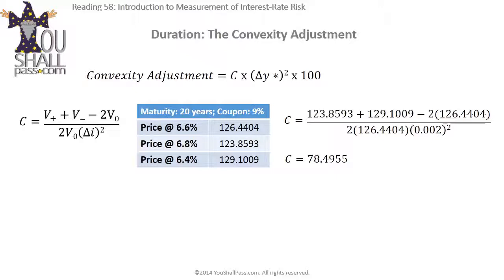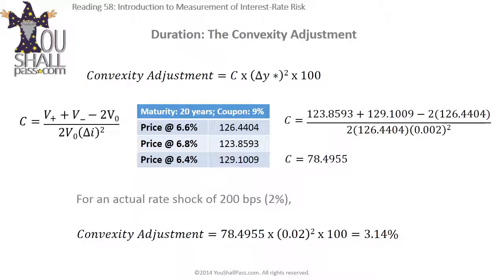Now we go about calculating the convexity adjustment for an actual rate shock of 200 basis points. Keep in mind that the convexity was calculated using a 20 basis point change in yield, so that would be your delta I. And now for your delta y, that is the actual rate shock, we've got 200 basis points, and substituting the decimal value for that in the convexity adjustment formula, the convexity adjustment works out to 3.14%.